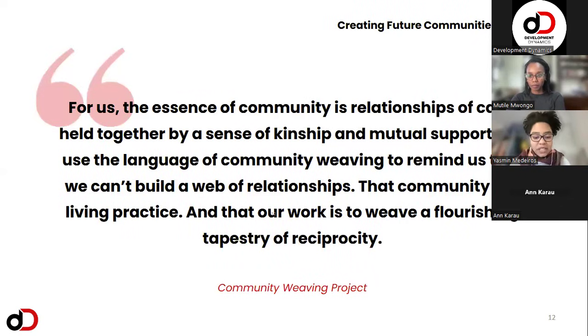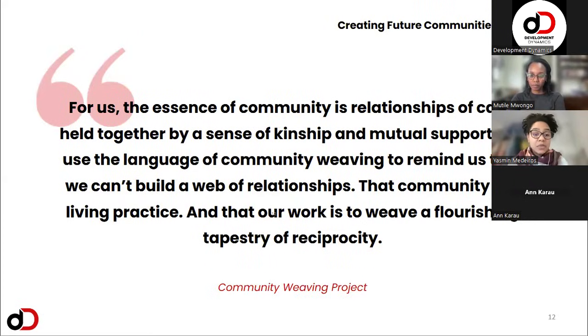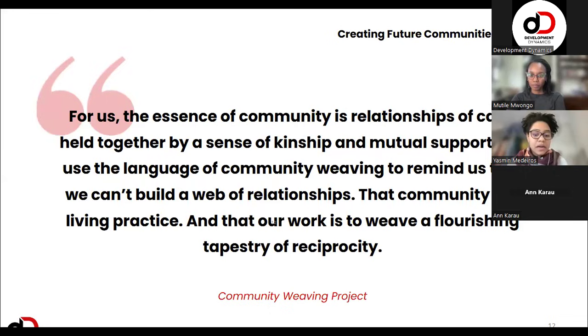For us, the Community Weaving Project, the essence of community is relationships of care, held together by a sense of kinship and mutual support. We use the language of community weaving to remind us that we can build a web of relationship. The community is a living practice, and our work is to weave a flourishing tapestry of reciprocity. So this is what essentially I'd like to leave you with when we talk about community work.